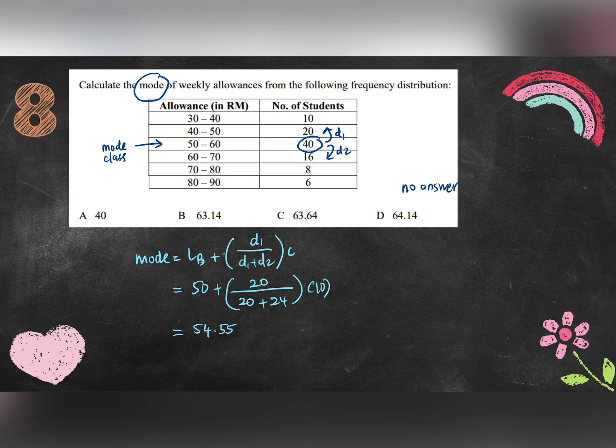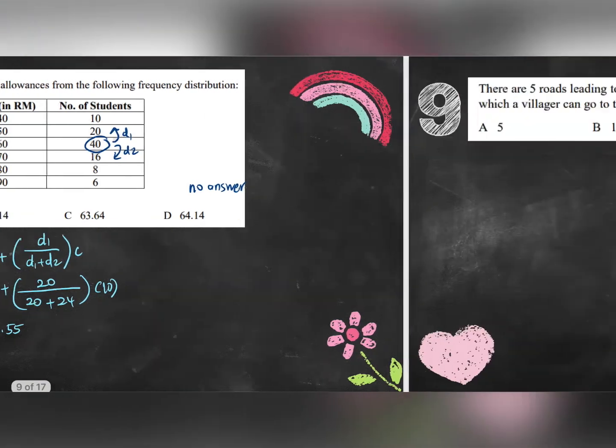Dia tak ada correct answer. We know that the correct answer should be here. 54.55. Okay. Tak ada langsung 54.55. Okay. Kalau tengok pun semua ini tak logik sebab mode class, mode sepatutnya between 50 dengan 60 lah. Memang tak ada langsung. Sebab dia tak ada jawapan. Okay. Move to question number 9.